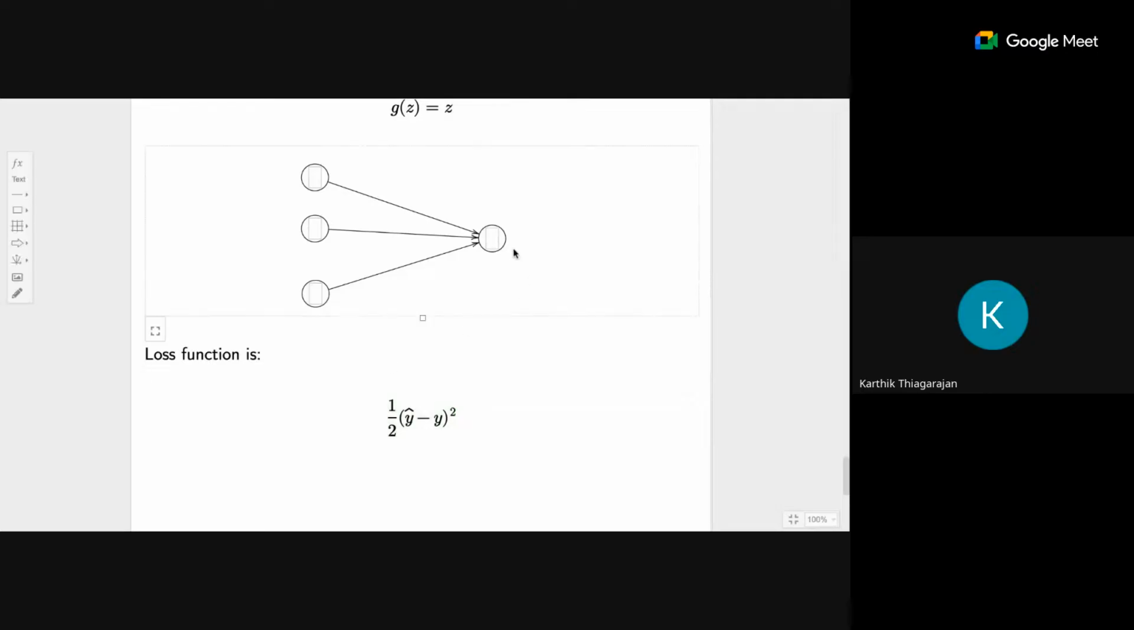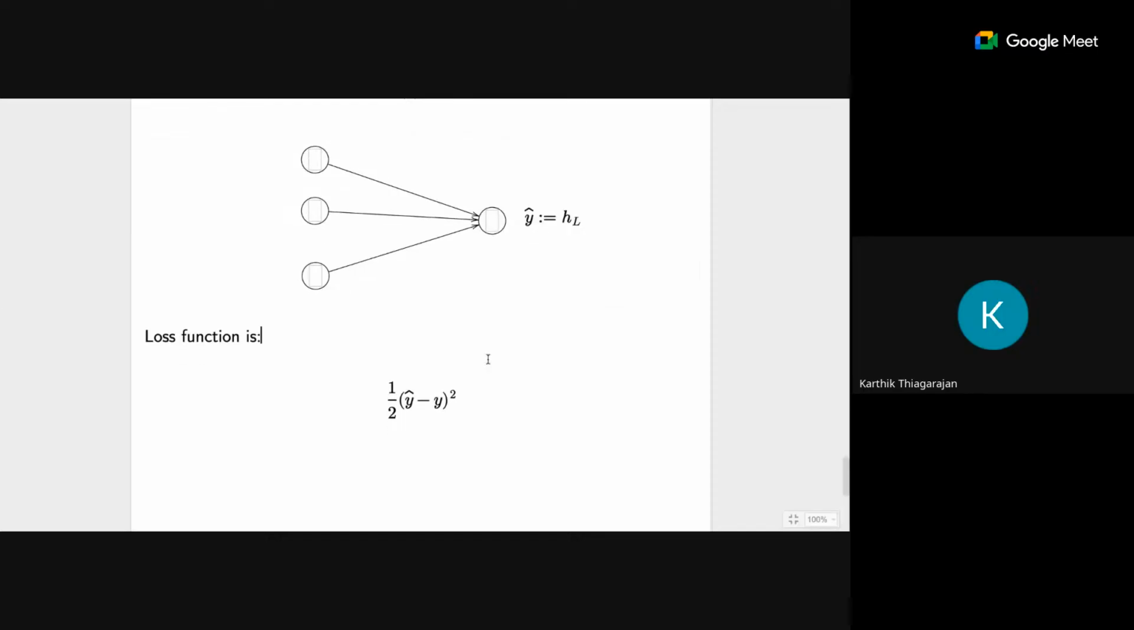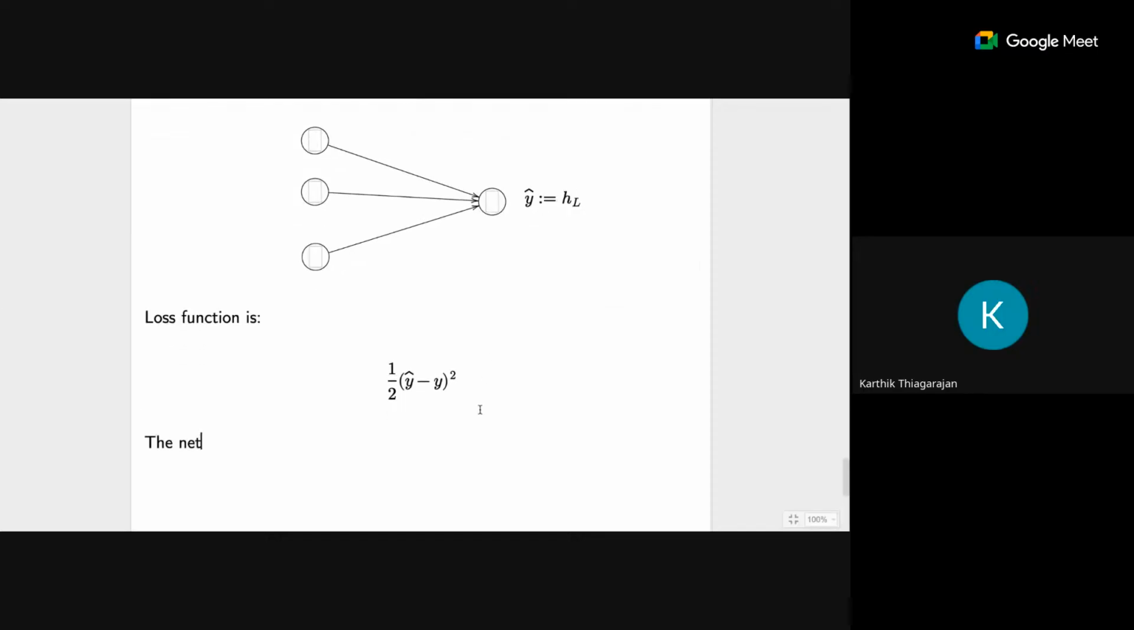Now these things are maybe confusing sometimes. The output of the network is actually y hat. But what is y hat in terms of h something? It's actually H capital L, right? So y hat is HL. Please remember this. We'll use it interchangeably. So the network takes x as input and outputs y hat, right?